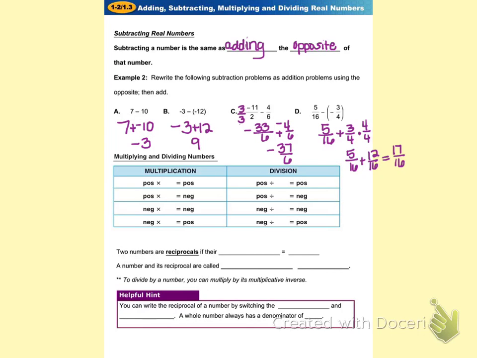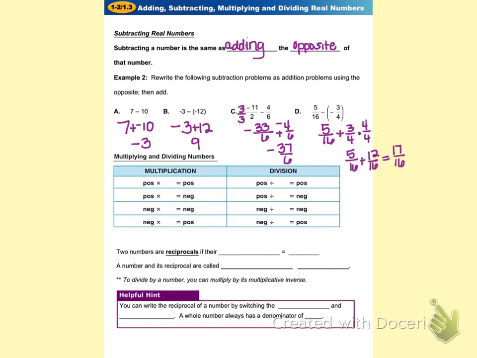So really you can do the same thing that you did for addition of real numbers, except that with subtraction, you change it to addition of the opposite. So now let's review multiplying and dividing with positive and negative numbers.